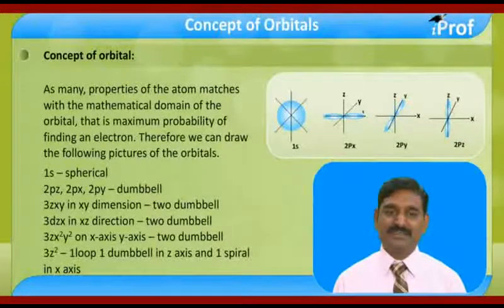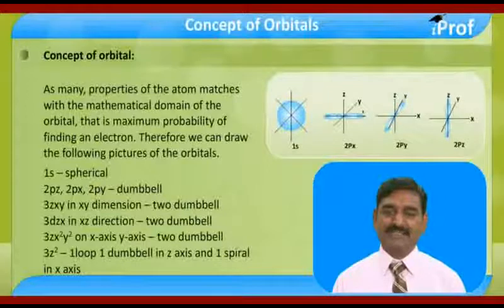1s is spherical. 2px is along the x-axis, 2py along the y-axis is a dumbbell shape, and 2pz along the z-axis is a dumbbell.